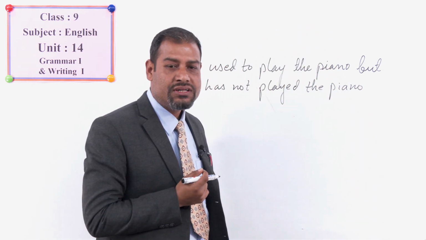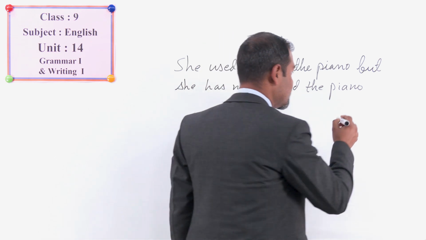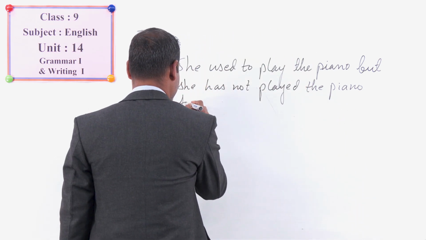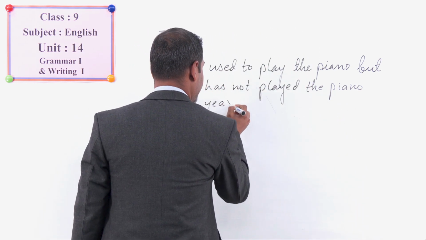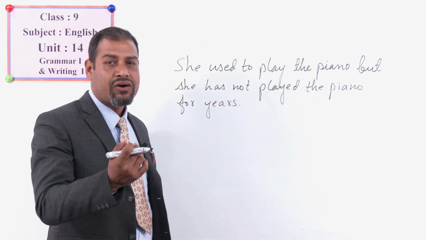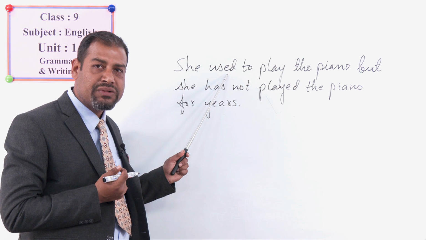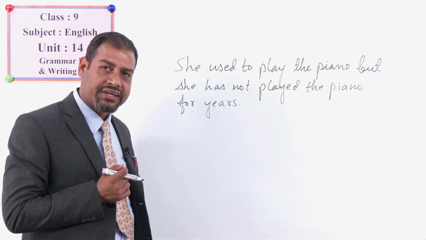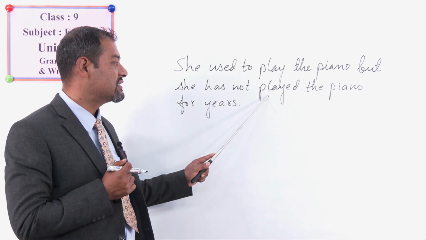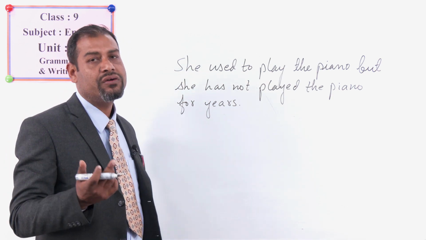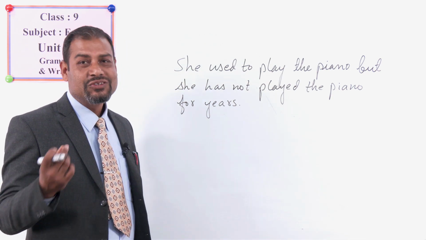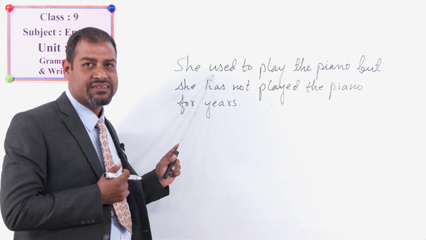What is the next word? For years. You are right. For years, Y-E-A-R-S, years. Now, if you compare this one, you can find in the past, Samita played the piano, okay? But in the present, she does not play the piano anymore, okay? So, what do you understand from this expression?